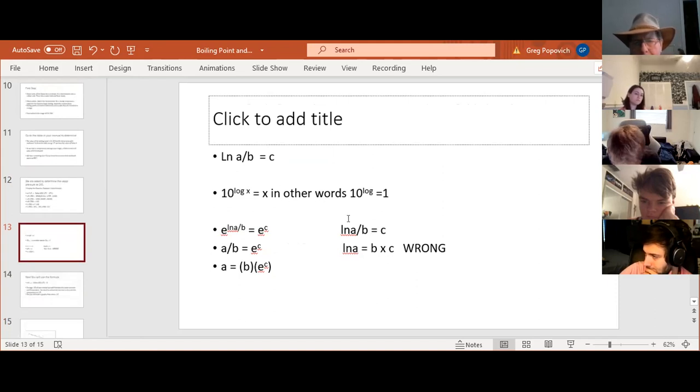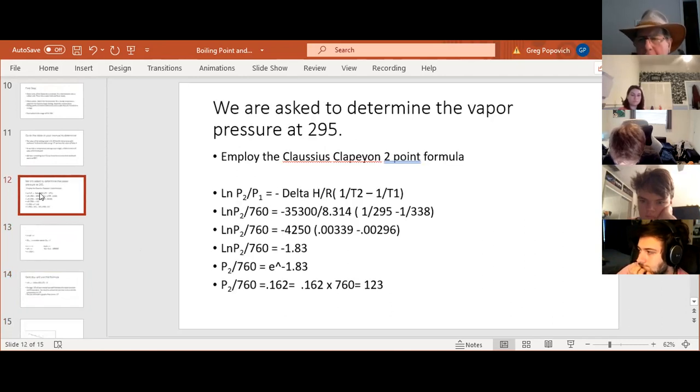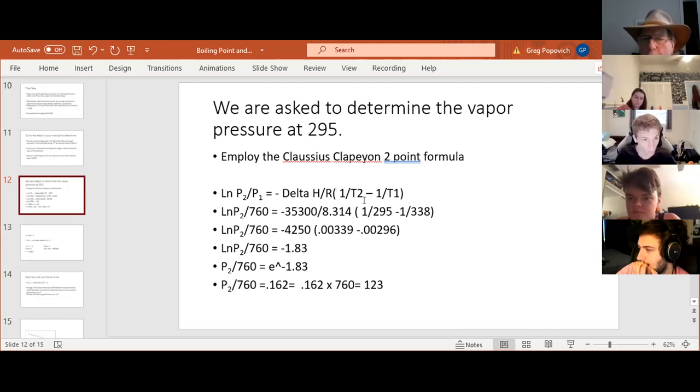This is just a slide to explain what I just said. Okay, so guys, what you're going to be doing is the student data will give you a boiling point. You're going to take that boiling point and look at the chart. You're going to determine what compound it is and what the heat of vaporization is. It's asking you to determine the vapor pressure at 295. Plug all the numbers into this equation and come up with a new vapor pressure. Any questions about the first half of this?